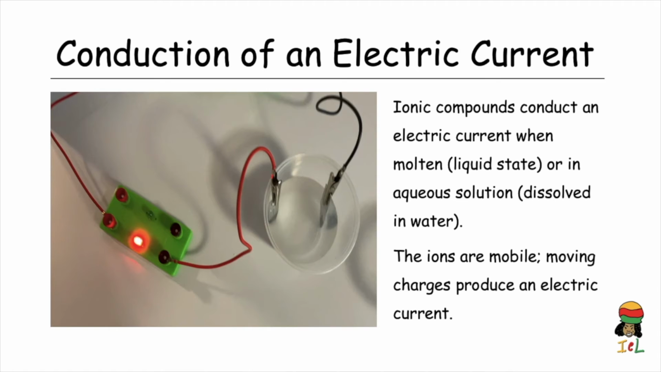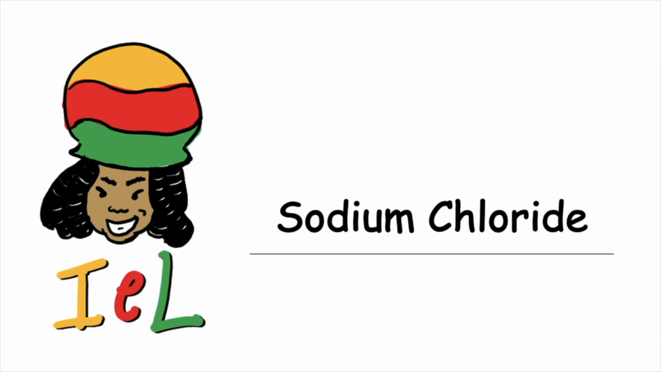Unfortunately, due to the lack of the required equipment to melt sodium chloride at 801 degrees Celsius, we are unable to show the conduction of an electric current through a molten ionic compound. Sodium chloride. In this section, we will describe the giant ionic structure of sodium chloride.